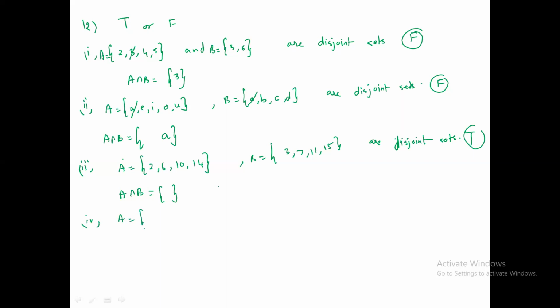Okay, fourth one, A is having 2, 6, 10. And B is having 3, 7, 11. They are saying these two are disjoint sets. So take A intersection B, nothing is common. It's the empty set. So yes, they are disjoint sets. This last one is true. So with this, we have completed exercise 1.4.